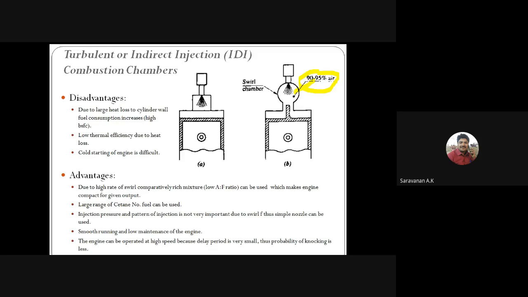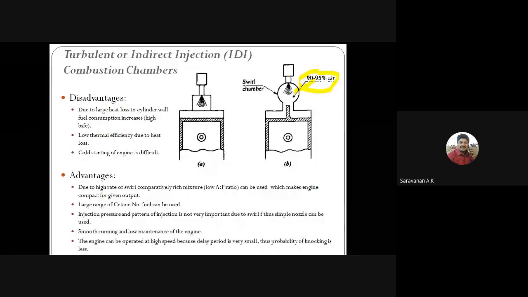So it is also called the swirl combustion chamber. Why? Because here 90% of the air will be circulated. Once it is circulated, the air movement will be good, so the air swirls in the chamber. So it is also called the swirl chamber.